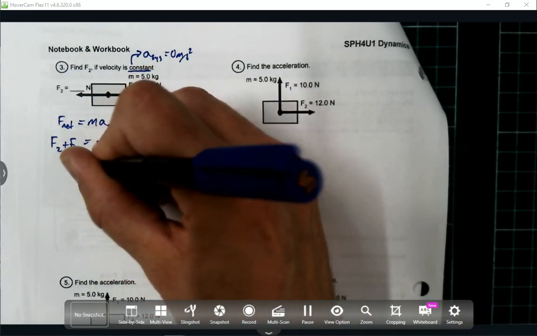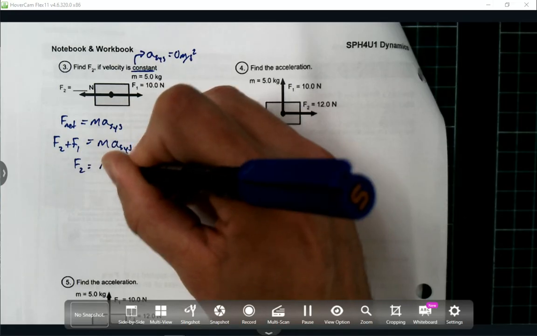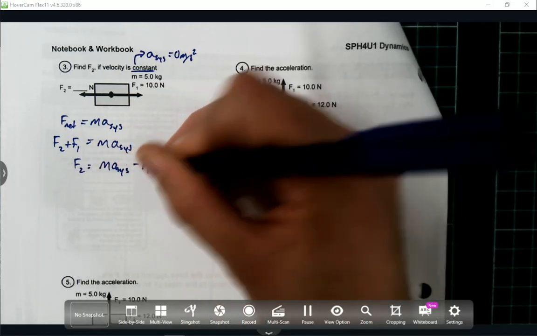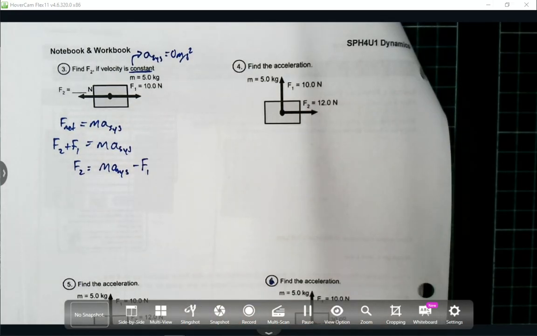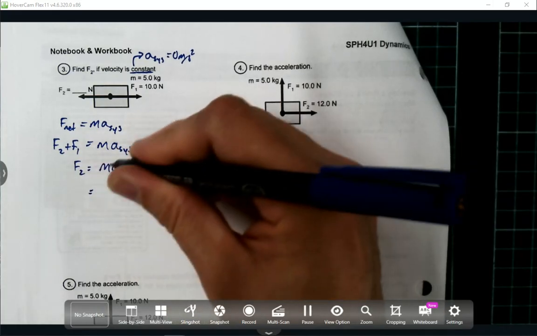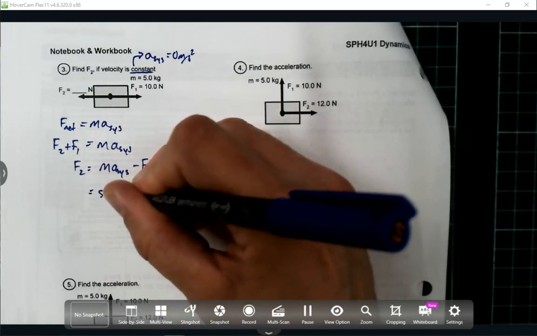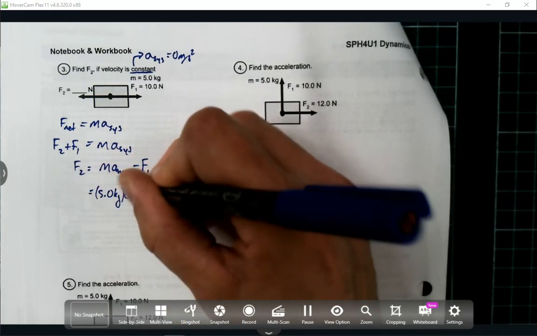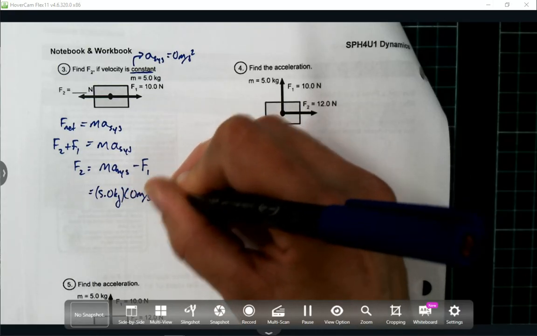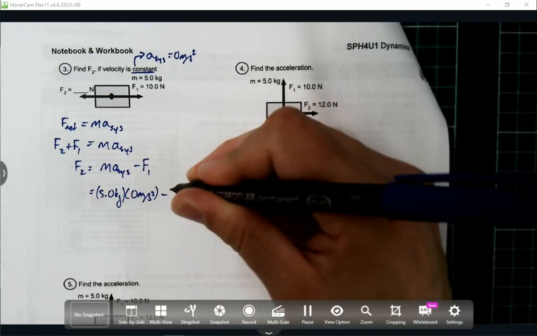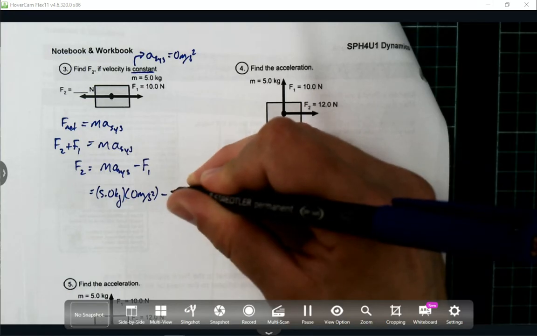I say force 2 is equal to mass times the acceleration of the system minus F1. And at this point, I'm ready to sub in. I could sub in the whole thing and say 5.0 kilograms times 0 meters per second squared minus F1, which was the 10.0 newtons.